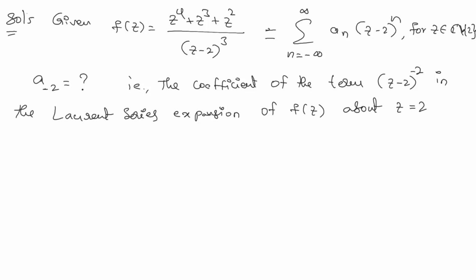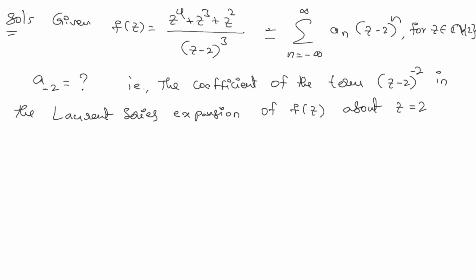So by just looking at this problem, you can easily observe what it is asked to calculate is the term a_{-2}. For that, we have to write the Laurent series expansion of this function about the point z equal to 2. From this function, we can easily see that the denominator is already in terms of about the point z equal to 2. But coming to the numerator, it is given a polynomial about z equal to 0. So to calculate the Laurent series about z equal to 2, we have to convert the numerator about the point z equal to 2.